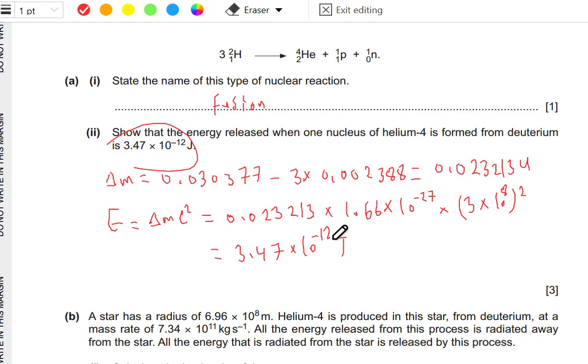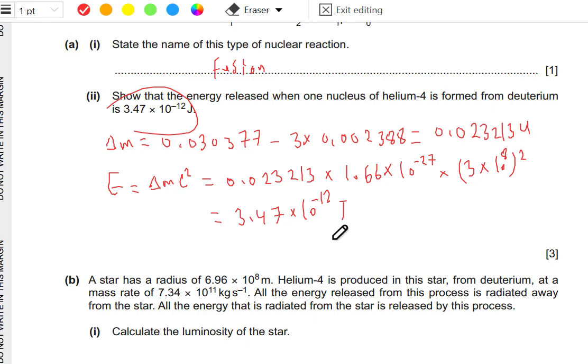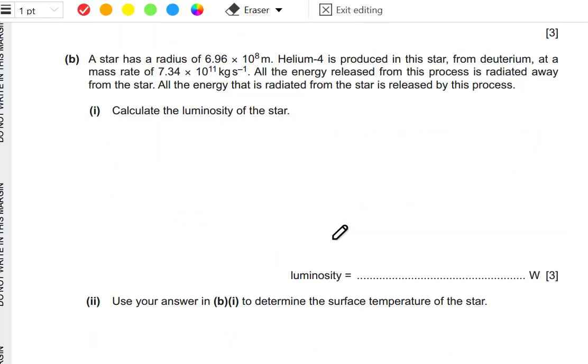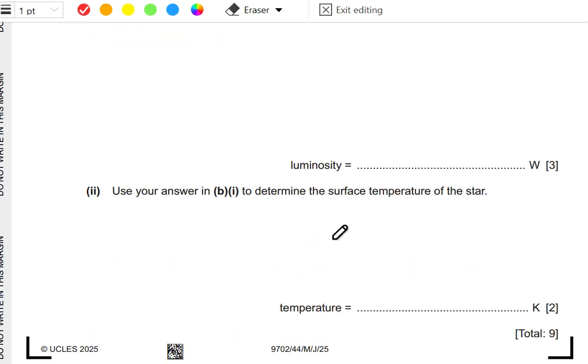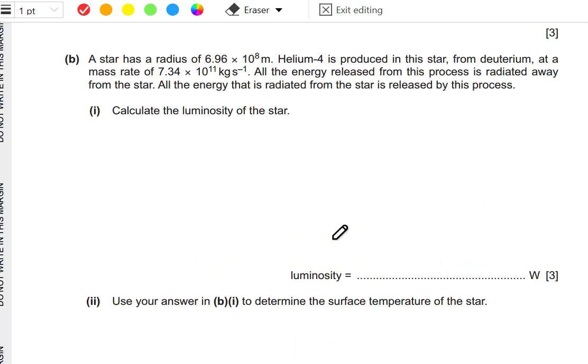A star has a radius 6.96 times 10 to 8. Helium is produced inside the star from deuterium at a mass rate of 7.34 times 10 to 11 kg second minus 1. All the energy released from this process is radiated away from the star. All the energy that is radiated from the star is released by this process. Calculate the luminosity of a star.